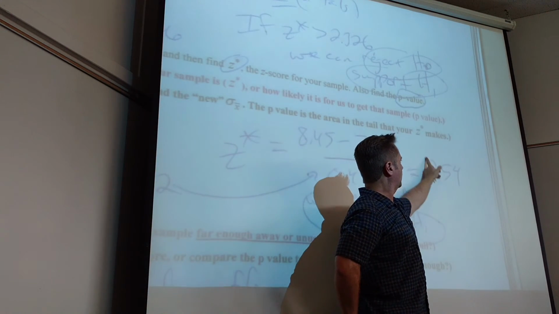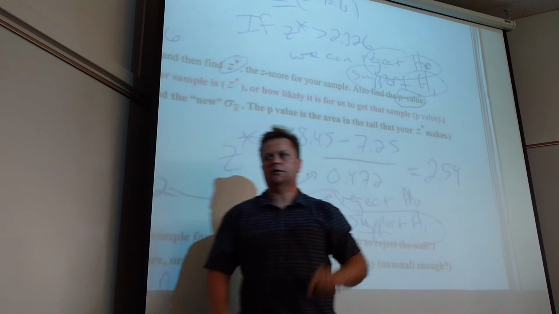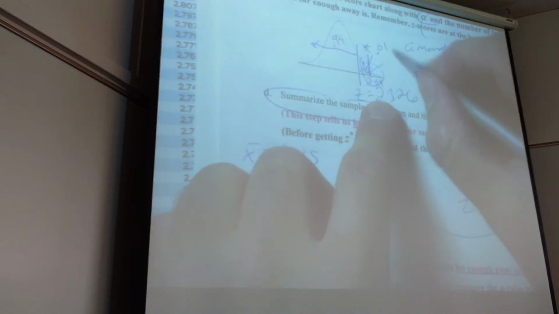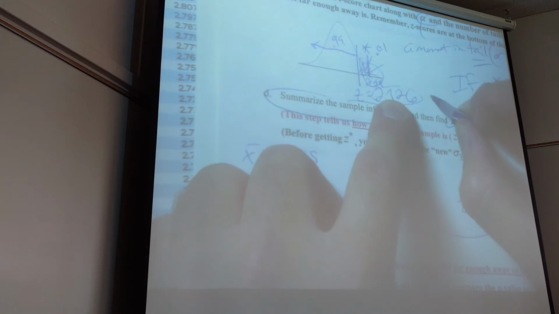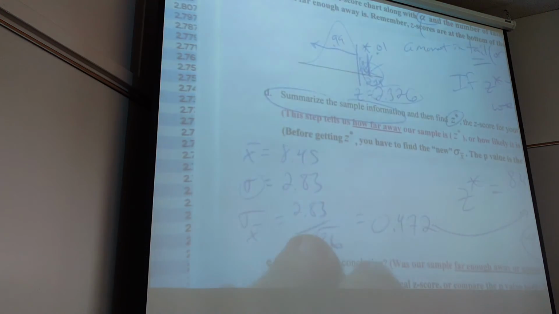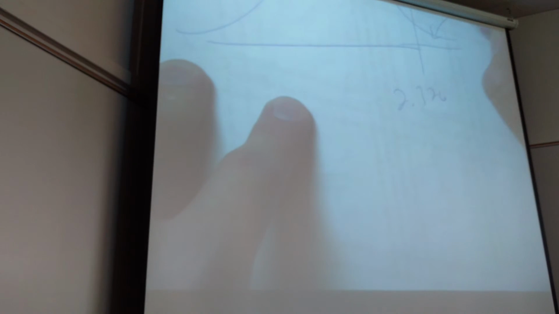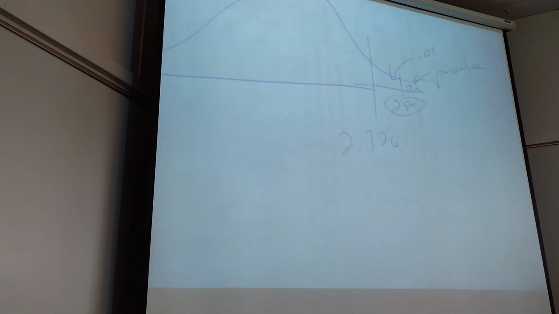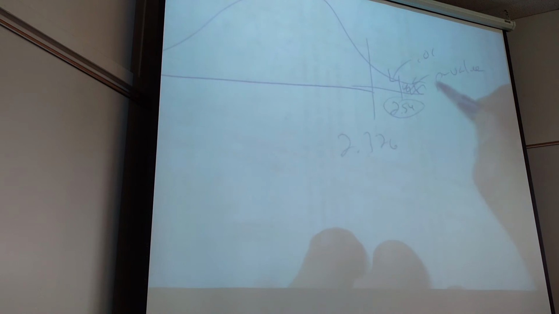So what is the area beyond 2.54? Alpha is the area in this z-score's tail. The p-value is the area in the 2.54 tail. So alpha is the area here, right? This is alpha. Here's my 2.54. The p-value is the area in the tail that my z-score makes. So how do you find the area in this tail?